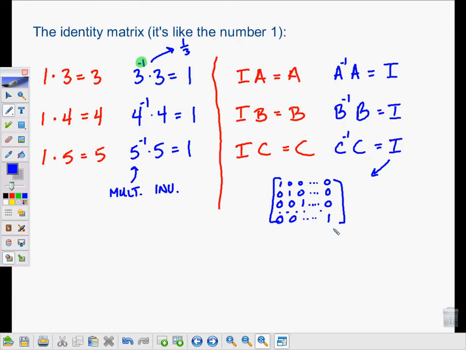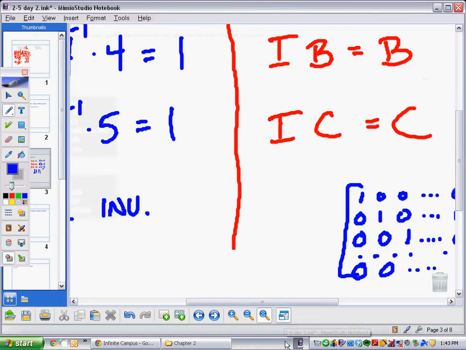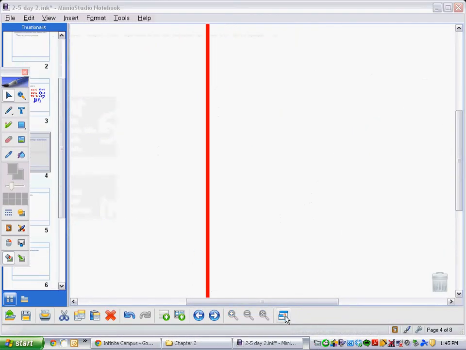Now, I'm not going to test you on finding the identity matrix, but we will be using it. I don't want it to sound like it came out of nowhere. This identity matrix comes from somewhere, and we're going to use it, but we don't have to generate it all the time. Okay? So, let's think about that for a second.